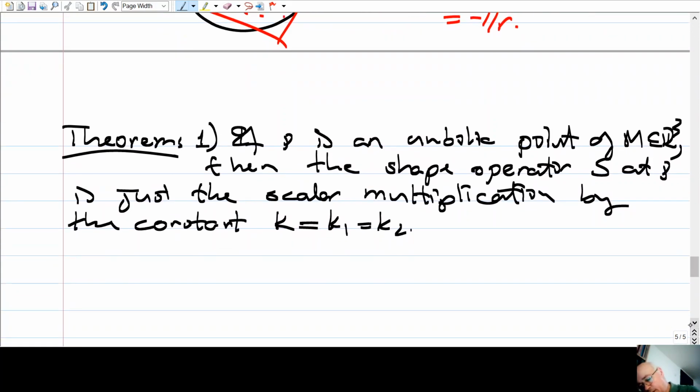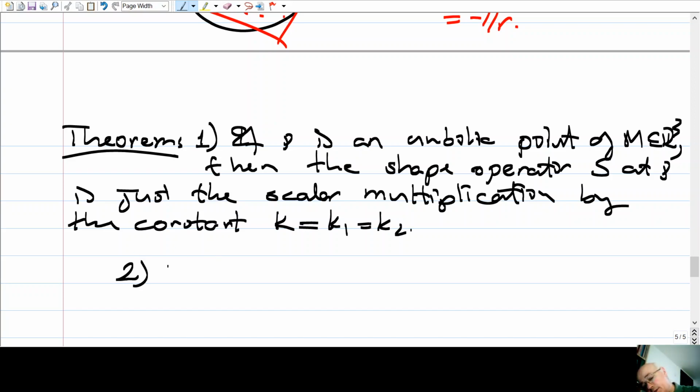Since it is an umbilic point, the normal curvatures are all constant. Therefore, the minimal and maximum normal curvatures are the same. And in this case, our shape operator, which is a linear operator, becomes a diagonal operator, which is just the identity times the real number k.